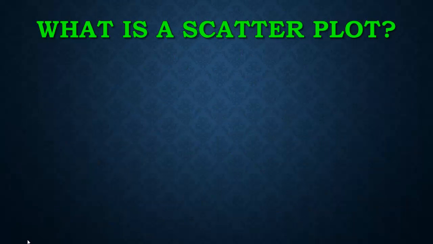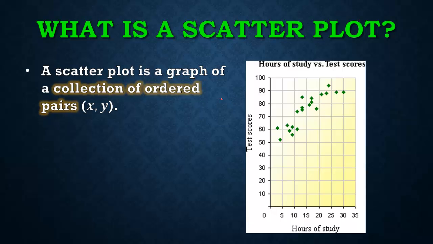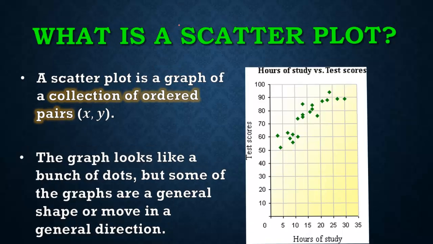All right, so what is a scatter plot? A scatter plot is a graph of a collection of ordered pairs. So all of these points are ordered pairs. It may look like a bunch of dots, but some of the graphs have a general shape or move in a general direction. So again, I could draw a line that would go through this and represent the data as best as possible. You saw briefly how to do this on the calculator, and I am going to be going through the steps on how to do that again.